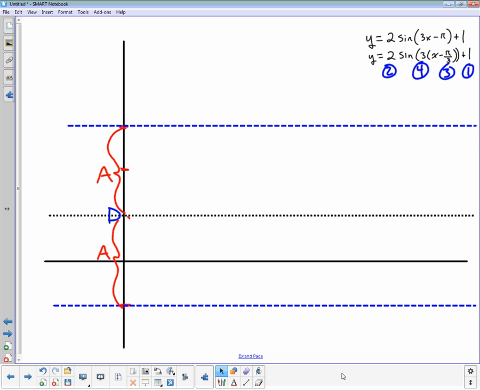So you start with the D, which was the baseline. You go up and down the amplitude. Now we hop over to the phase shift. My phase shift here is pi over 3. Since it's a negative sign inside the parentheses, that means I'm going to shift it to the right. It's the opposite direction that you normally expect it to be in.